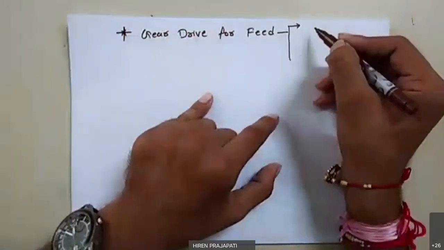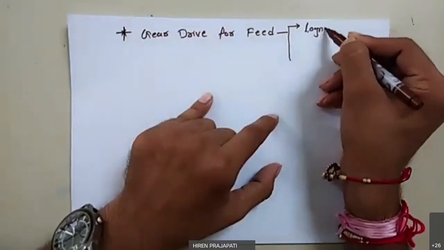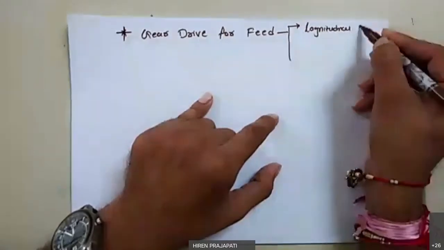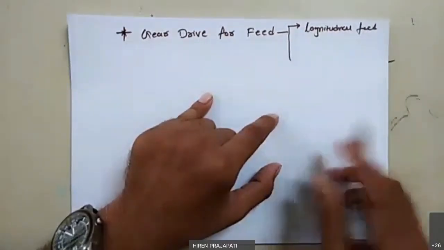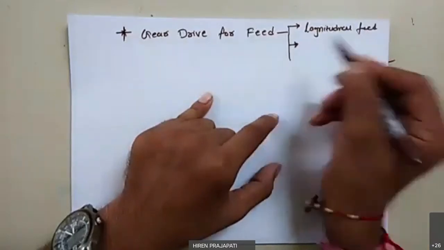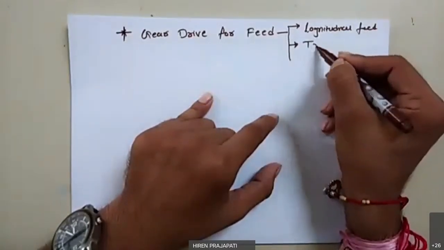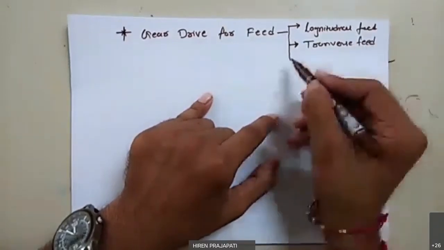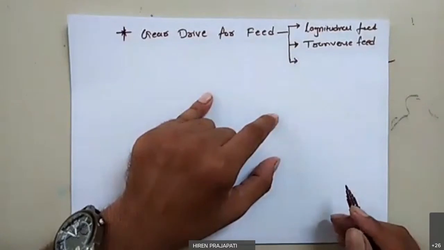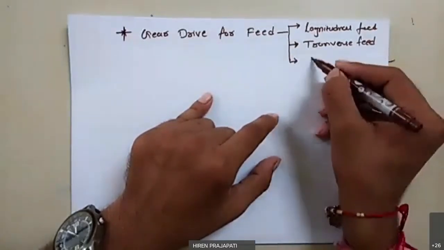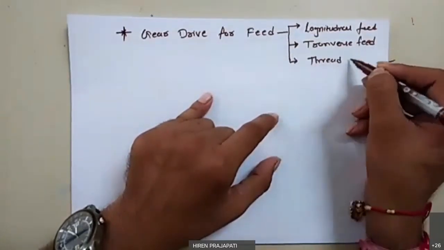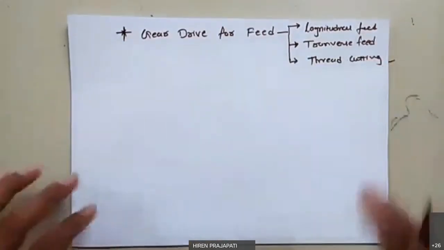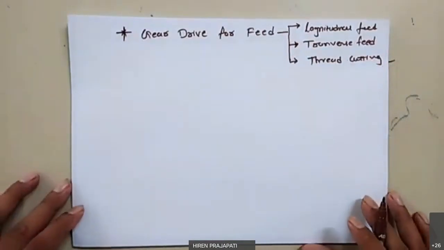So first is you go for longitudinal feed, right? For turning operation, you can go for cross feed or transverse feed for facing operation suppose, and we can also cut threads on lathe machine. So thread cutting. So for all these operations, we need to give motion to the carriage of lathe machine, right?